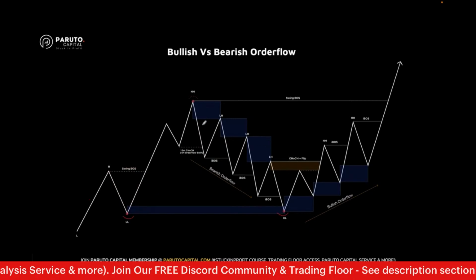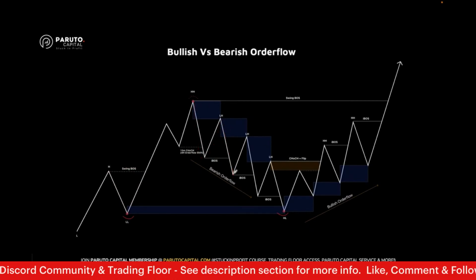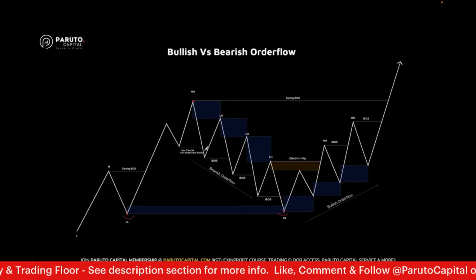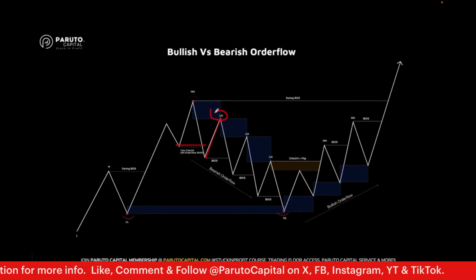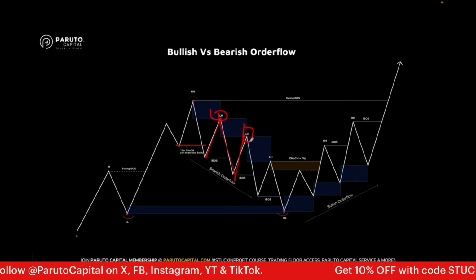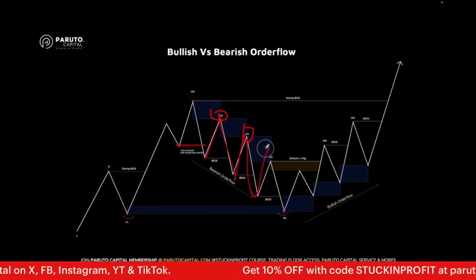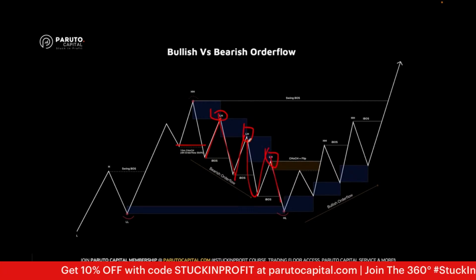Now the market came down here, as you can see, but while the market was pulling back, after the change of character here, it pulled back into the zone and then continued downwards, and pulled back again into the zone, and continued downward, and pulled back again into the zone and continued downward. Now that is a bearish order flow, right?